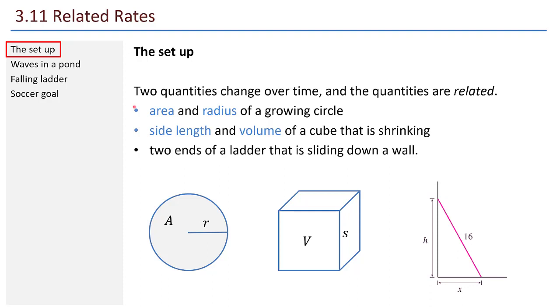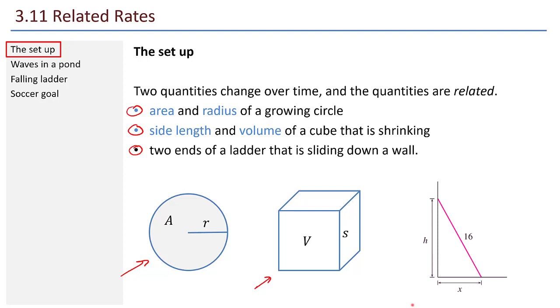For example, the area and radius of a growing circle. Imagine that circle is growing, its area changes, and its radius changes. Or side length and volume of a cube that is shrinking. Or two ends of a ladder that is sliding down a wall.